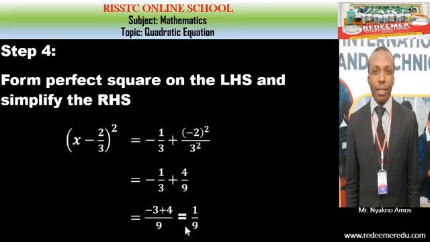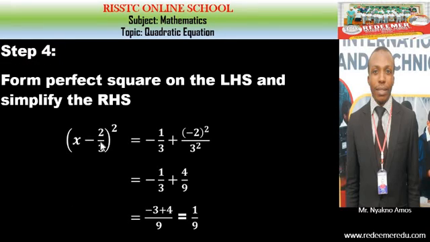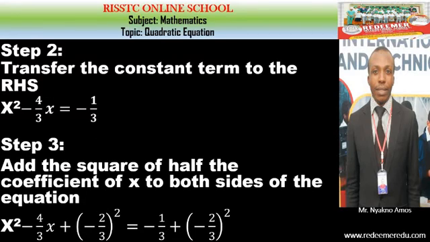Now step number 4. Form perfect square on the left hand side of the equation and simplify the right hand side. By perfect square here, I mean go to the place where we have something raised to the power of 2. Here we have x raised to the power of 2, and here we have minus 2 all over 3 raised to the power of 2. Ignore the middle term. Pick the x and pick minus 2 all over 3. When you pick those two, you put them in a bracket and raise both of them to the power of 2. After that, you simplify the right hand side of the equation.